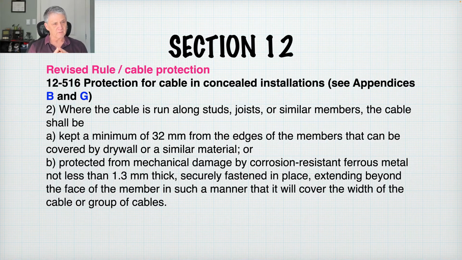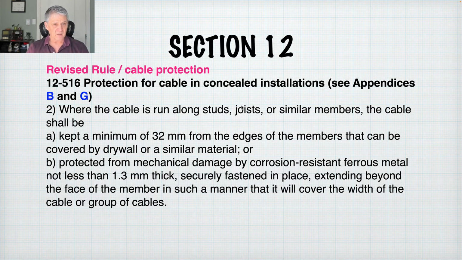Now, this is where there has been a change. Subrule 2, where a cable is run along studs, joists, or similar members, the cable shall be kept a minimum of 32 millimeters from the edges of the members that can be covered by drywall or a similar material, or protected from mechanical damage by corrosion resistant non-ferrous metal not less than 1.3 millimeters thick, securely fastened in place, extending beyond the face of the member in such a manner that it will cover the width of the cable or group of cables. So this is one that's going to catch a lot of people off guard if you're not aware of it.